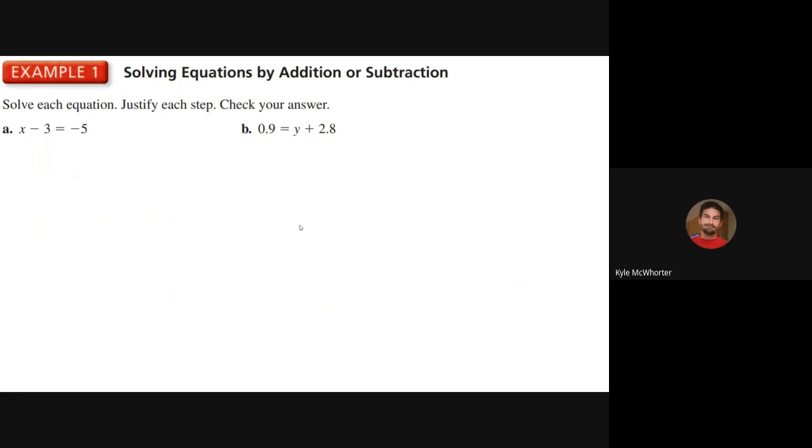Okay, so let's do a couple of examples where we're going to use either the addition property of equality or the subtraction property of equality. The instructions say to solve each equation, justify each step, and check your answer. So solving each equation, here's my variable.